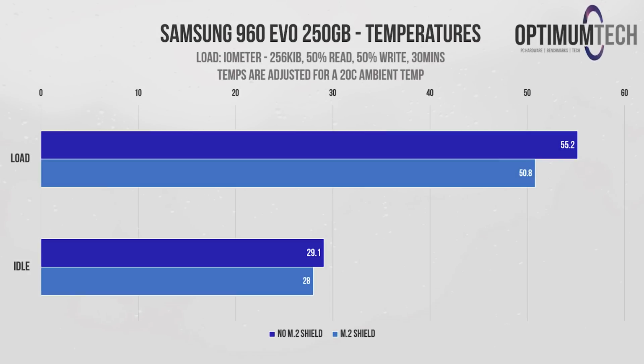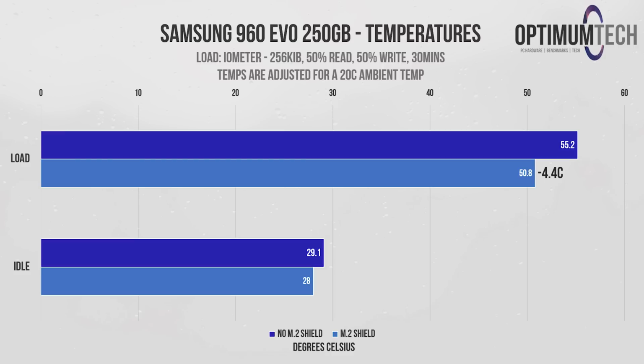Now, as always, I'm not showing the raw data here, and I've adjusted the temperatures based on the ambient temperature in the room. So all the data fits an ambient temperature of 20 degrees C, and as we can see, the M.2 shield does seem to be doing its job. At idle, there's not much difference at all, but at load, we can see about a 4.5 degree reduction, which is significant and was repeatable as I ran the test 3 times. That might not seem like a lot at first, but that could be the difference between thermal throttling under load or maintaining your read and write speeds.